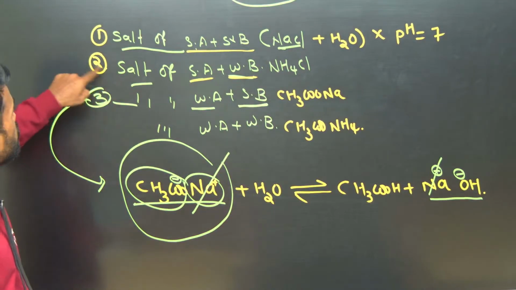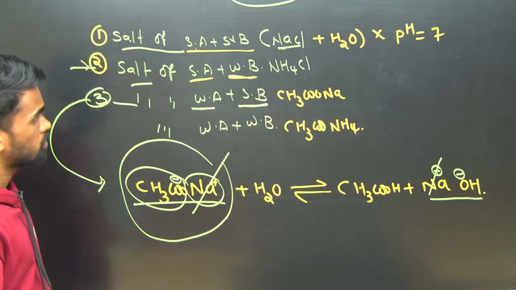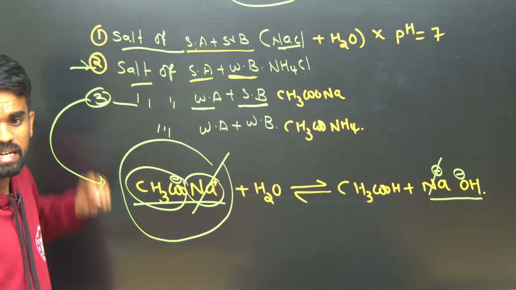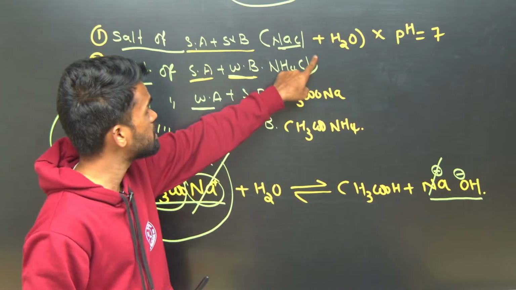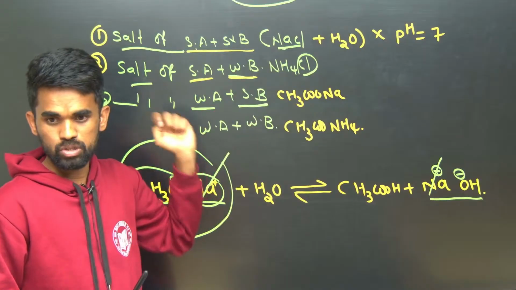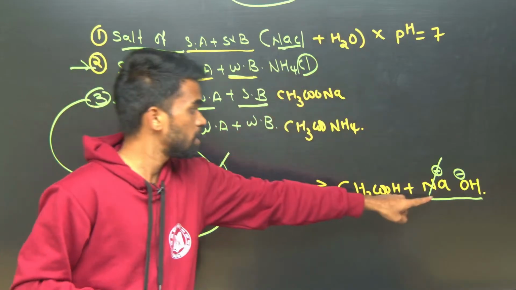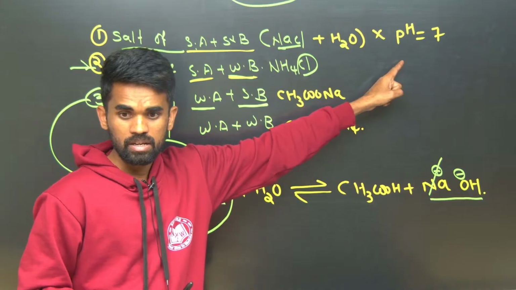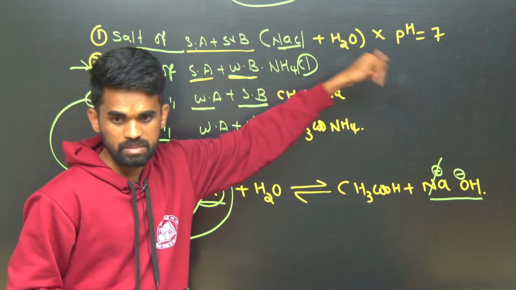Now in case of the second one, that will become cationic salt hydrolysis, because HCl formed here is a strong electrolyte, so in this case, HCl, Cl minus and Cl minus are cancelled out on both sides.